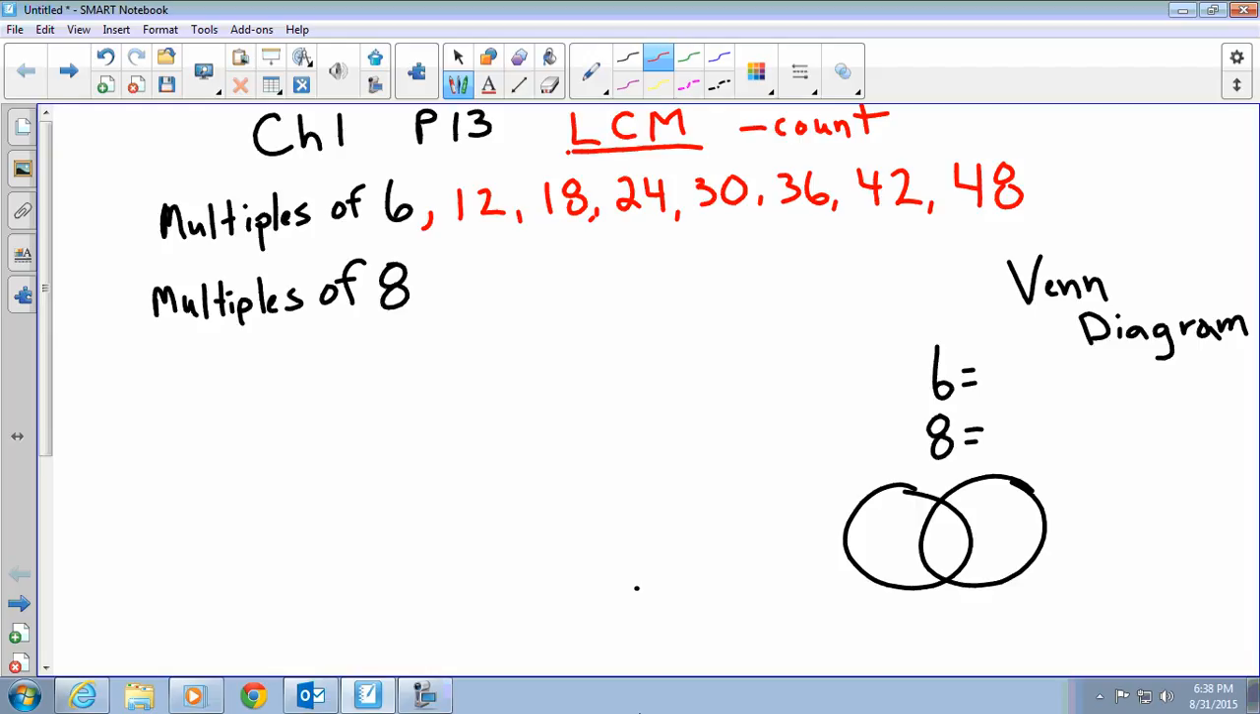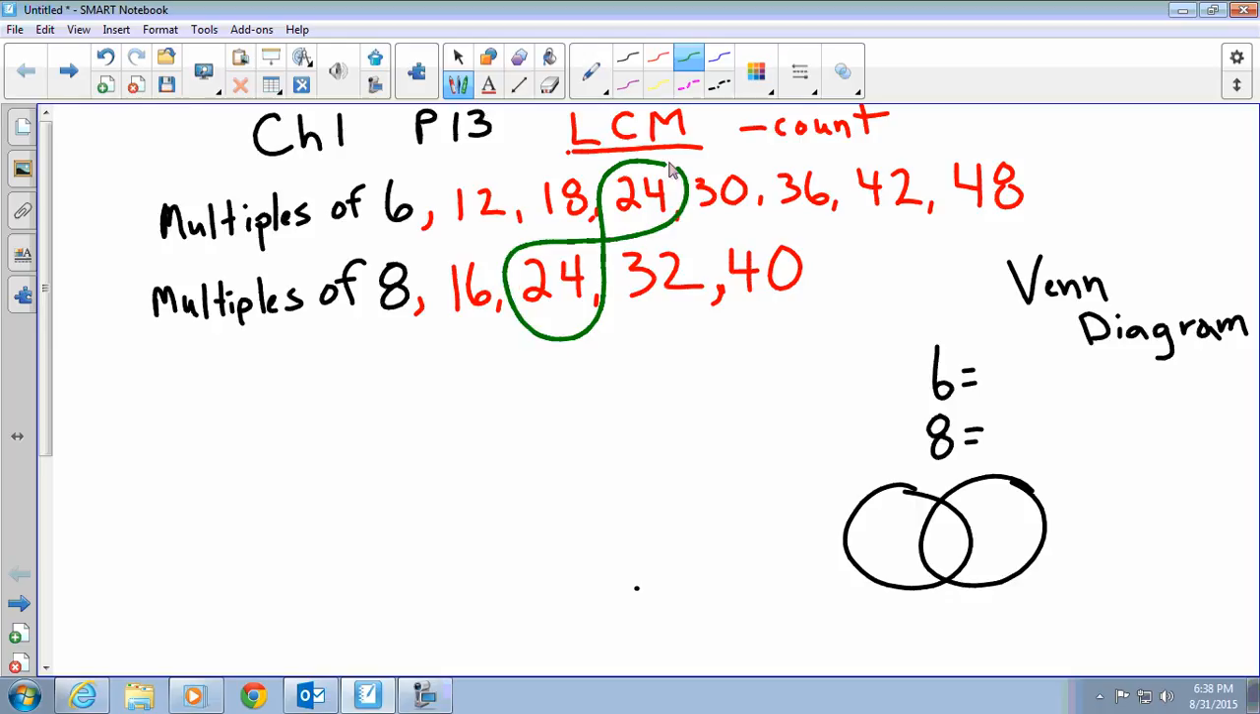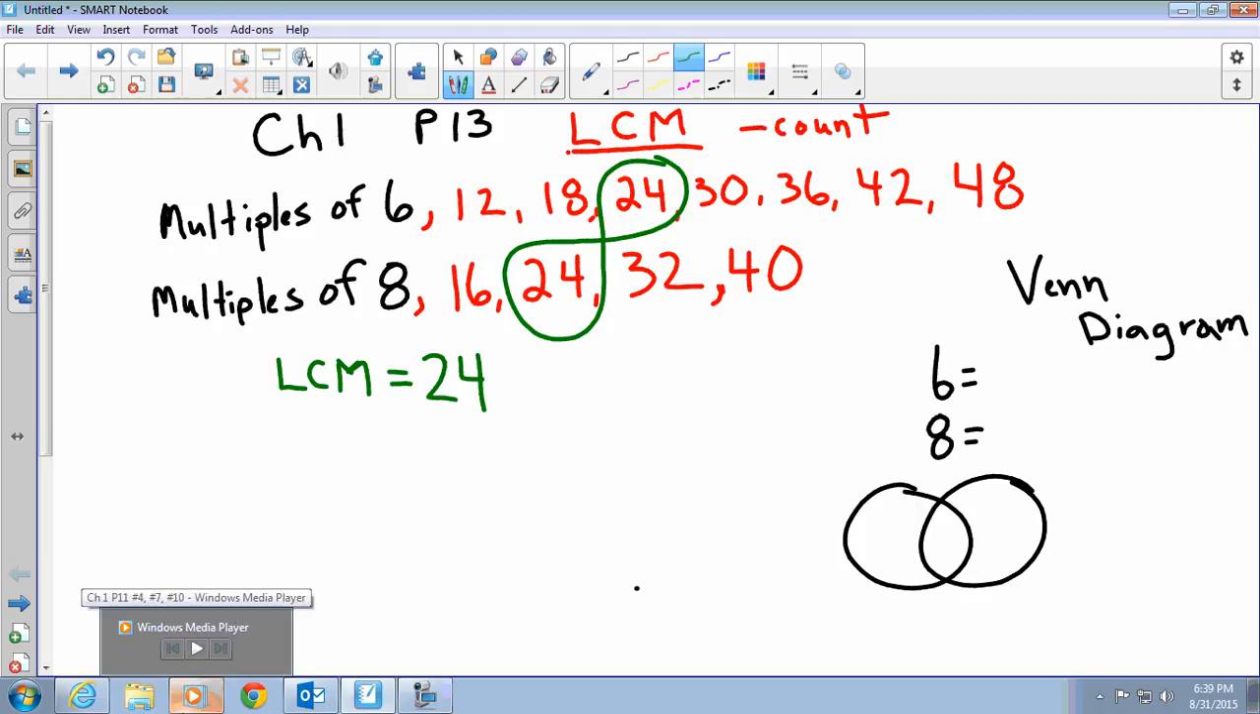Now, just as we counted with 6, we're going to do the same thing with 8. 8 times 1 is 8, 8 times 2 is 16, 8 times 3 is 24, 8 times 4 is 32, 8 times 5 is 40. Now, if you have seen a similar number in the top row and the bottom row, that means we can actually stop counting. 24 is found when 6 times 4 is 24 and when 8 times 3 is 24. So the least common multiple of 6 and 8 is 24.